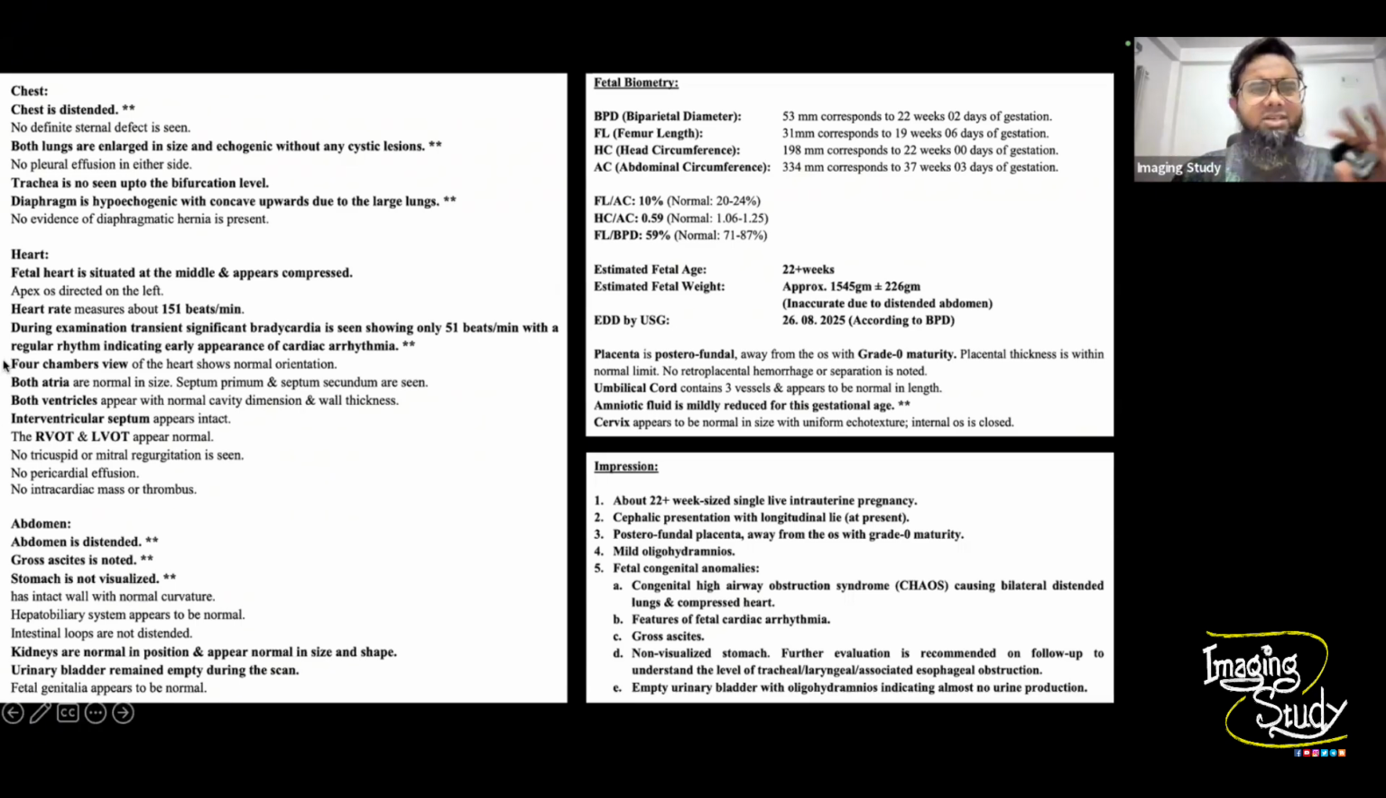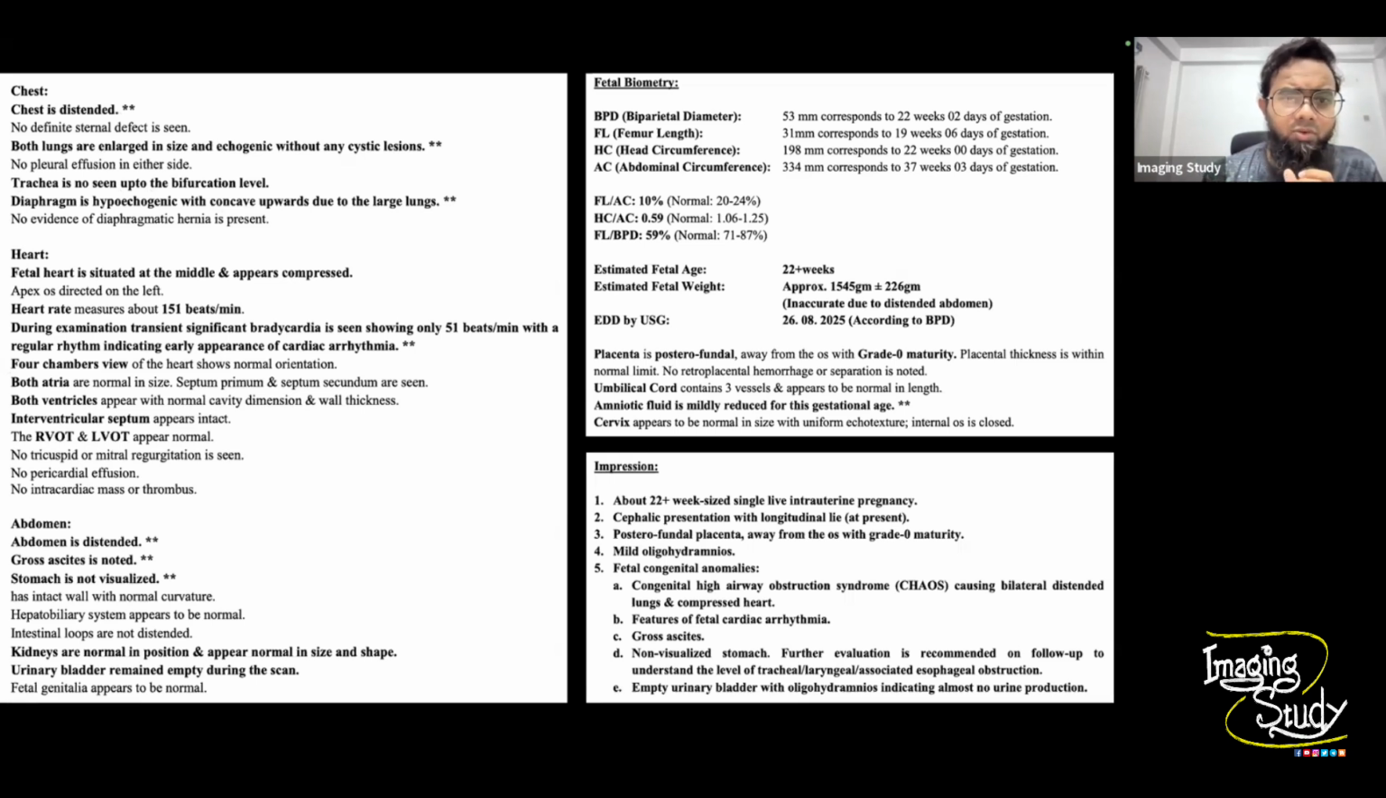So we just tried to make some description, ignore the mistakes here because this is just the format. So we reported many things. We couldn't see the trachea up to the bifurcation level. We tried to trace it. You can see the trachea on the 3-vessel view of the heart. So we tried to scan it, but we couldn't find it. That was our limitation.